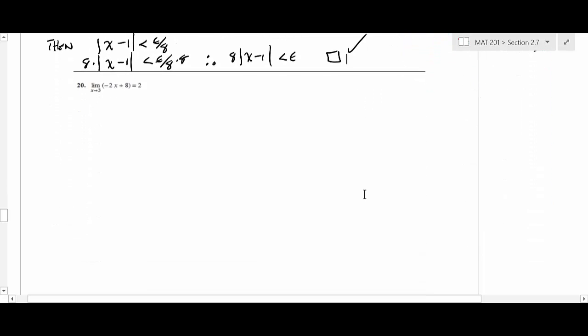And then the next one, again, we're going to do a very similar thing. With this one, you want to realize that's f of x, and that's the value of the limit. Those are the key things. So what we're going to do first is formulate this part of the limit definition. So we're going to have 0 less than x minus 3.